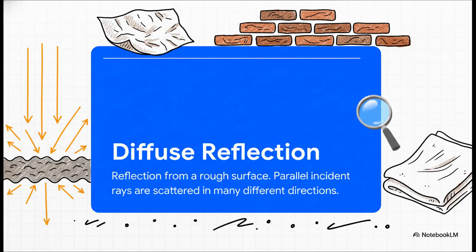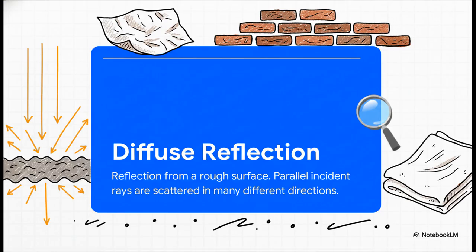But, you know, most things aren't perfectly smooth. A piece of paper, your shirt, a wall, they're all rough on a microscopic level. So when parallel light rays hit a surface like this, each ray hits a tiny little patch that's facing a slightly different direction. And here's the cool part. Every single one of those rays still perfectly obeys the law of reflection. But because the surface is all jumbled, the rays scatter in every direction.